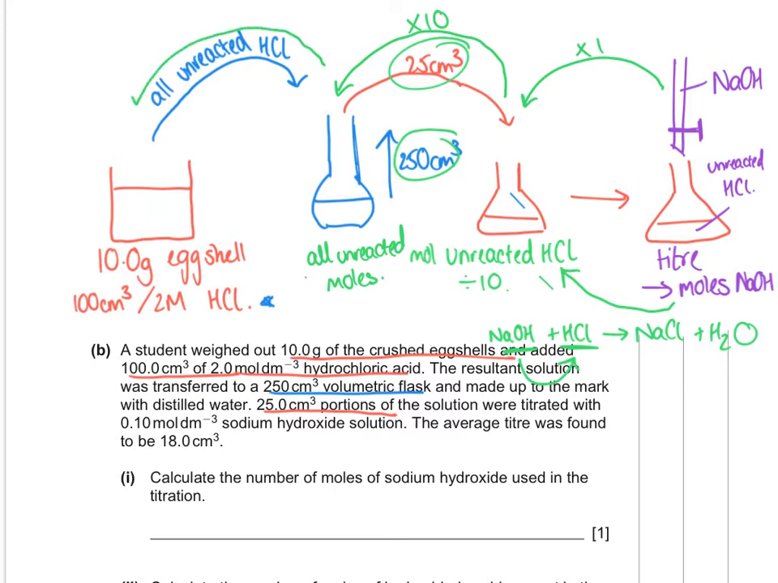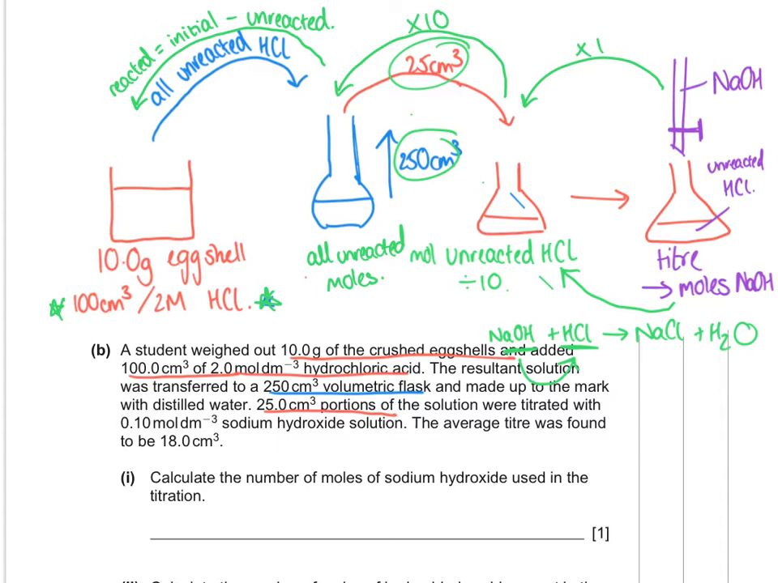Okay, once we have the number of unreacted moles, if we're working back to what did react with the calcium carbonate, we can work out reacted moles is the number of moles we initially added, which we can calculate from the volume and concentration of our hydrochloric acid, minus the unreacted moles.